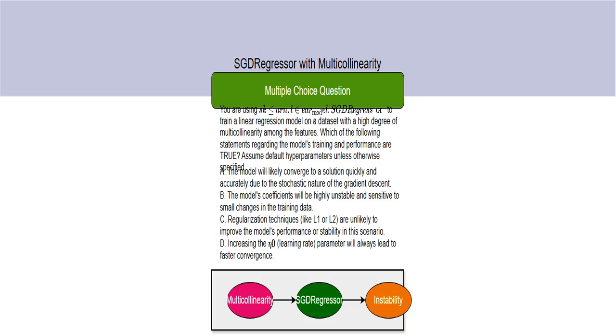While SGD is usually fast, its stochastic nature doesn't magically solve the instability caused by multicollinearity. Quick convergence doesn't equal accurate convergence. In this situation, I'm using the SGDRegressor algorithm, a type of linear regression that uses stochastic gradient descent to model data. But there's a problem. The data has multicollinearity, meaning some of the input variables are highly correlated. This makes it tricky to pinpoint which variable is actually influencing the outcome.